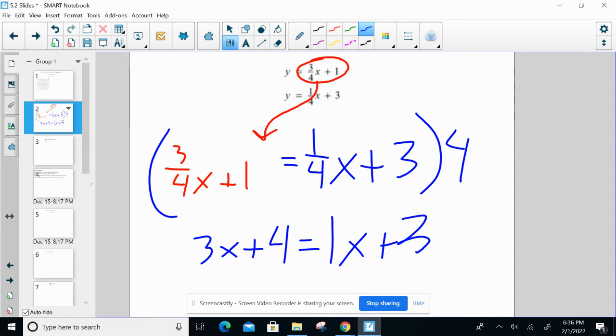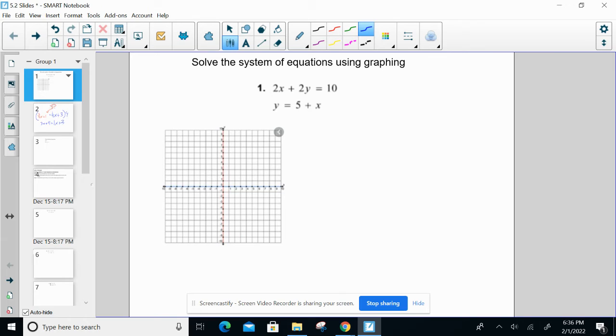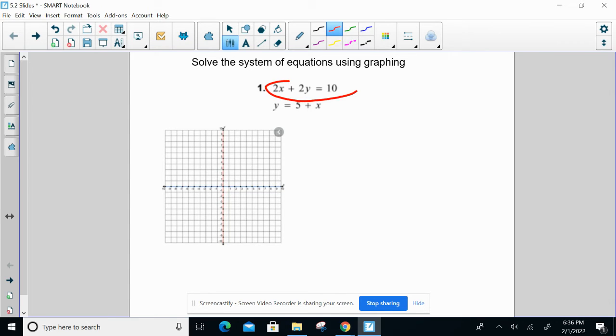Now, not all systems are going to look nice like this, where it's y equals. And like this one. Now, yesterday I showed you could rearrange this, and we rearranged it yesterday to look like this. And then again, you could solve it using equal values. But we're actually going to go back to this example, and I'm going to show you.